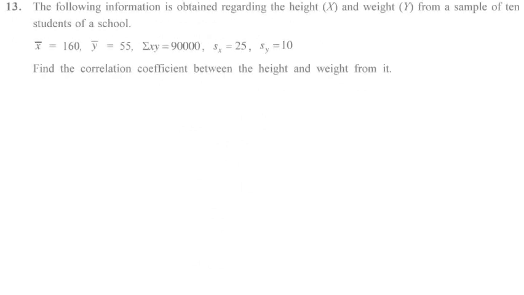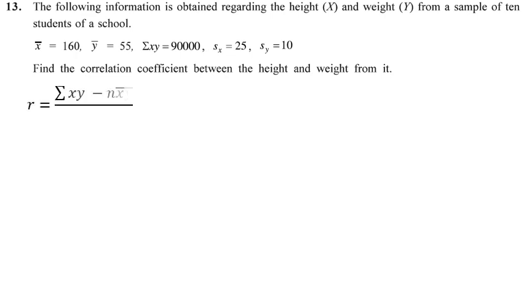Yes, moving on. The following information is obtained regarding the height and weight of a sample of 10 students of a school. The heights and the weights. X bar maybe shows height. Yes, X is height, Y is weight. So Y bar is the average of weight. Summation XY is 90,000. SX is 25. SY is 10.